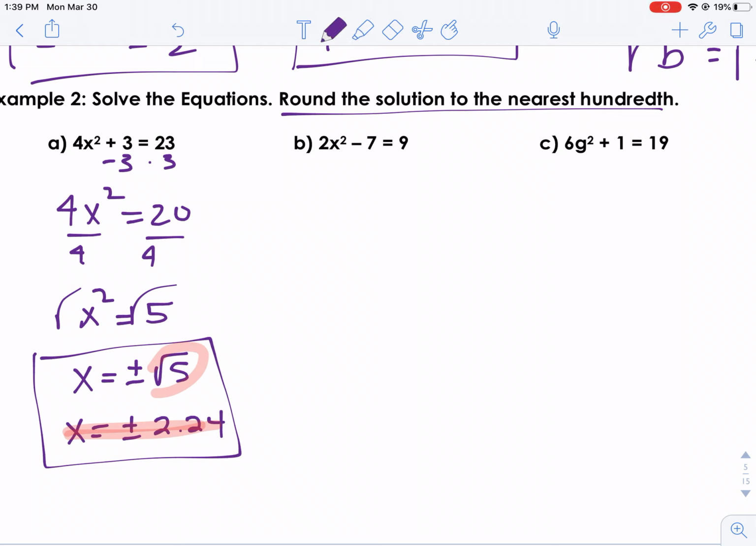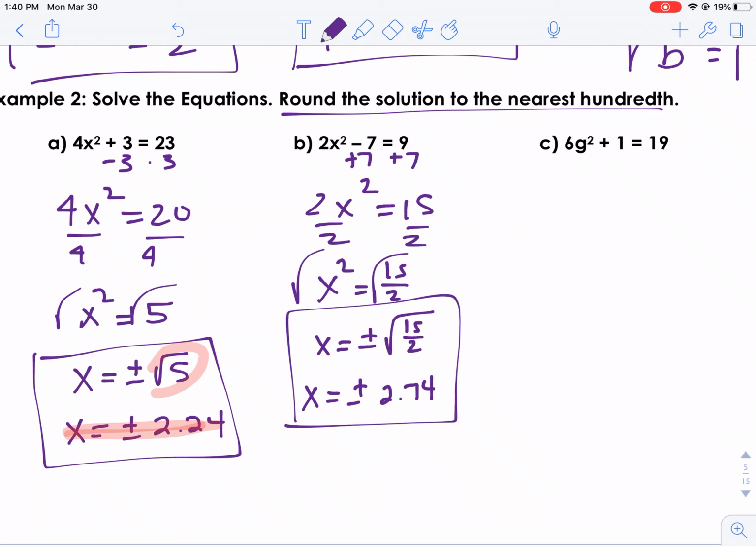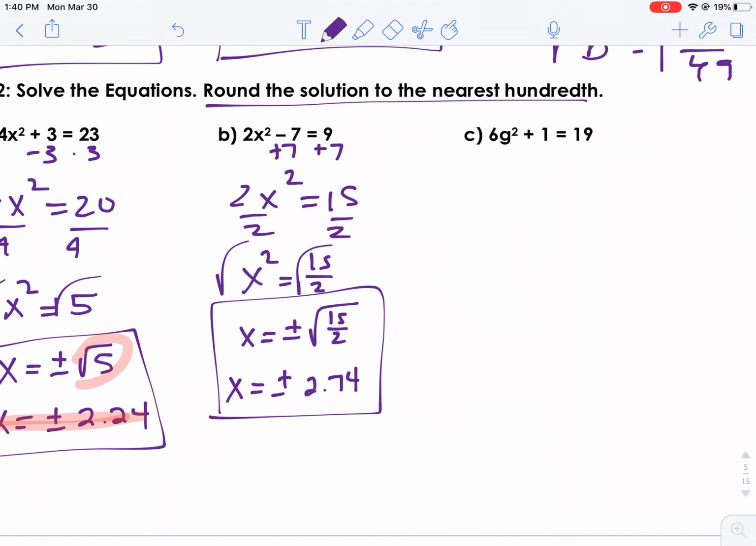All right, in B, we have 2x squared plus 7 equals 9. So we would subtract 7 from both sides. That gives us 2x squared equals 15. Divide both sides by 2. We get x squared equals 15 halves. Again, when we go to take the square root, we don't have a whole number that's a square root of 15 or 2. So we're going to leave our answer as just plus or minus root 15 over 2. And then again, take your calculator, take the square root of 15 halves, which is 2.74. Okay, and again, just leave both of those answers as part of your answer on your homework or whatever assignment you're doing.